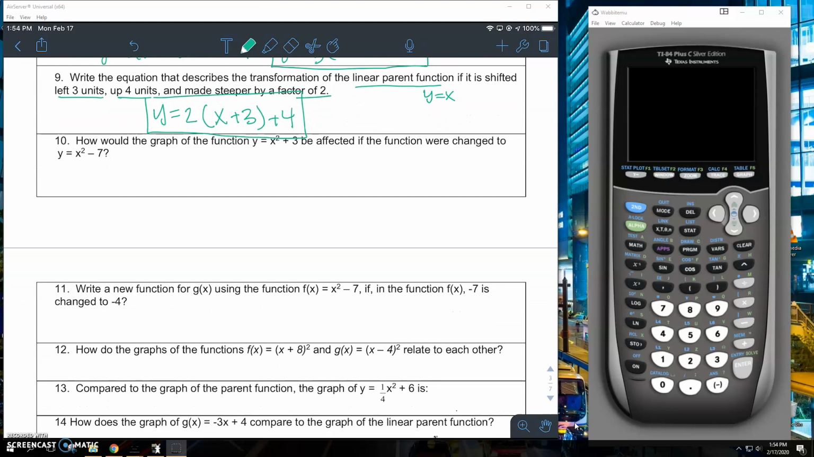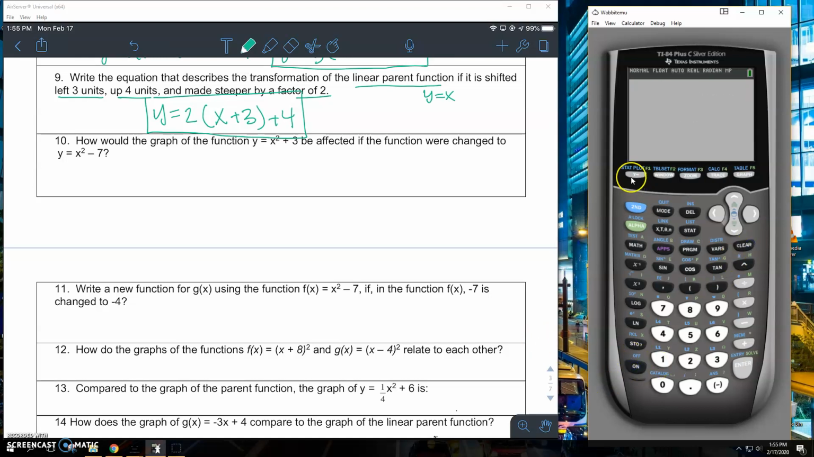10. How would the graph of the function y equals x squared plus 3 be affected if the function were changed to y equals x squared minus 7? Whenever you're unsure about these, type it in and look at the graph. So we're going to type in x squared plus 3, and then on y2 I'm going to type in x squared minus 7. And look at the graph.